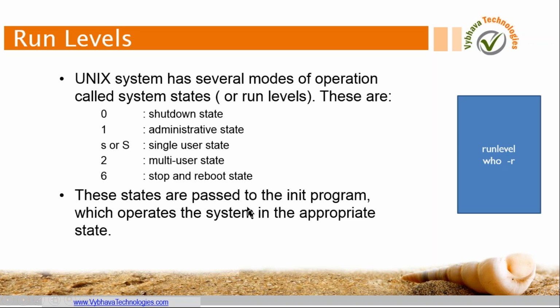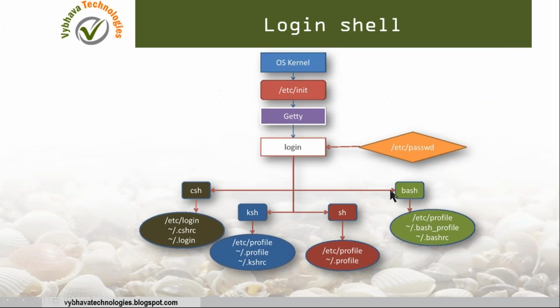So these states are passed to the init program. If you want to just reboot, you can say init 6, which means it is going to restart. So these are the different run levels. Now, when you're logging in, how does the process take place?